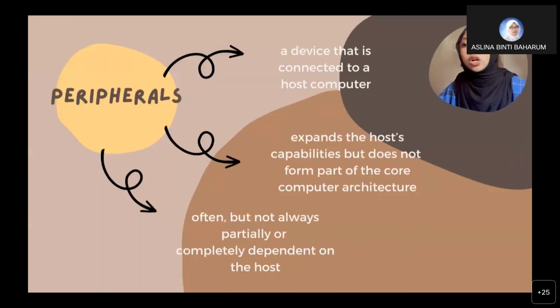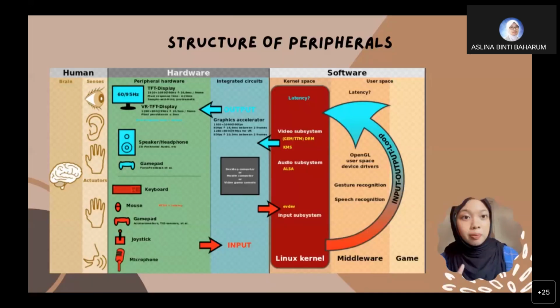Now we're going to talk about the peripherals. Peripherals is a device that is connected to a host computer. It expands the host capabilities but doesn't form part of the core computer architecture. It is often, but not always, partially or completely dependent on the host. For the structure of peripherals, there are three parts, which is the human, hardware, and software.